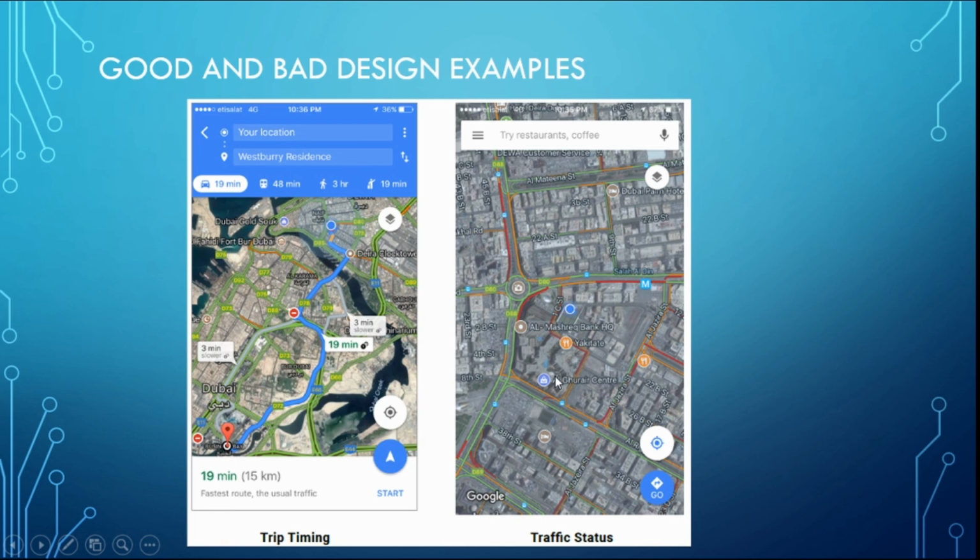But look at this. What is it actually trying to mean? Where is my location? Where am I moving from, and where am I going? Do you get it? Sure.